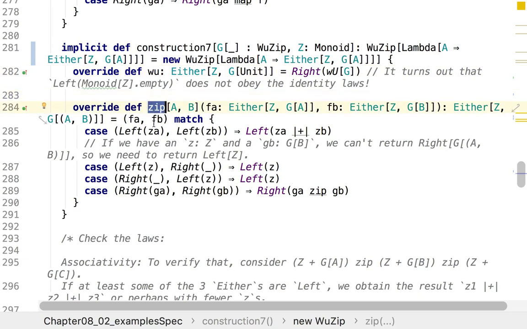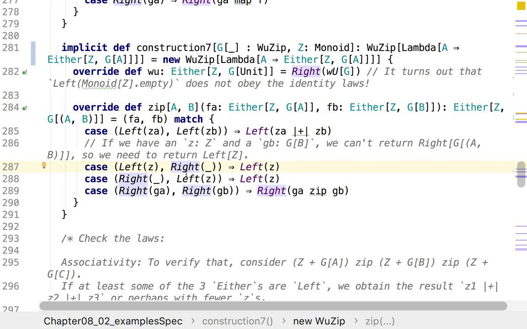Define the zip. Again, we need to match on the four cases. In the left, we just use the monoid operation to add together two values of the monoid. Now let's look at what happens when we have the cross term. So a z on fa is on the left, is a z, but fb is on the right.